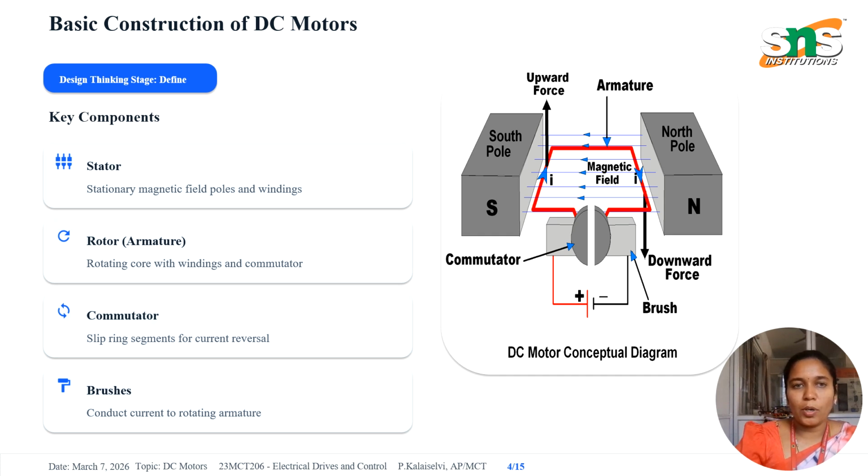The third important part is the commutator. The commutator reverses the current direction in the armature coils, which helps maintain continuous rotation. The final one is brushes. Brushes are carbon contacts that supply current to the rotating armature.